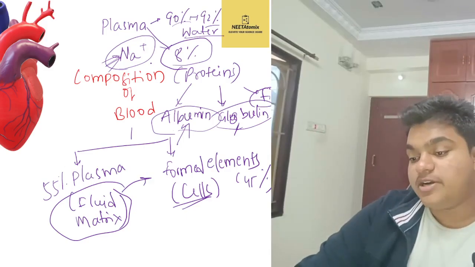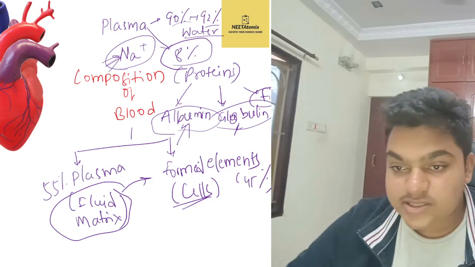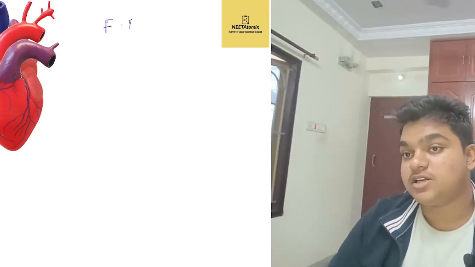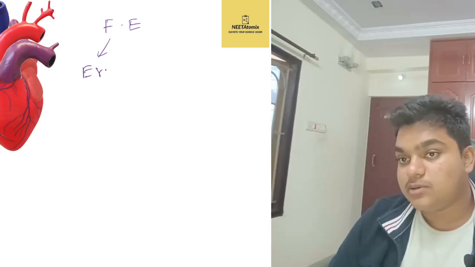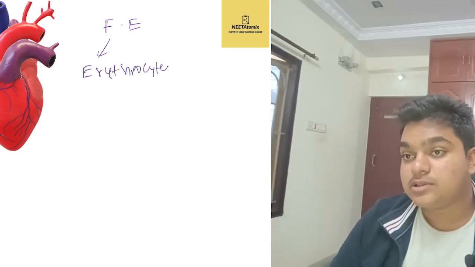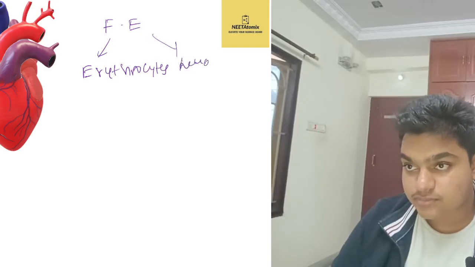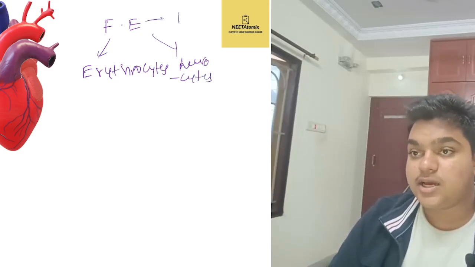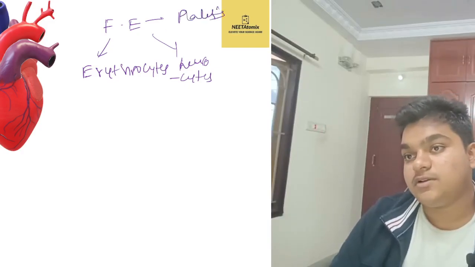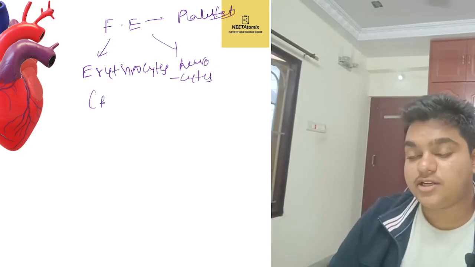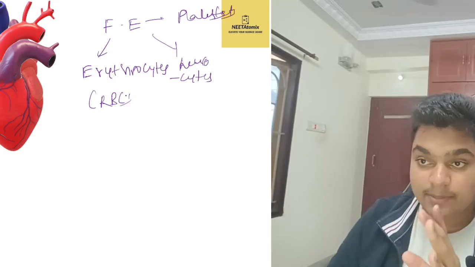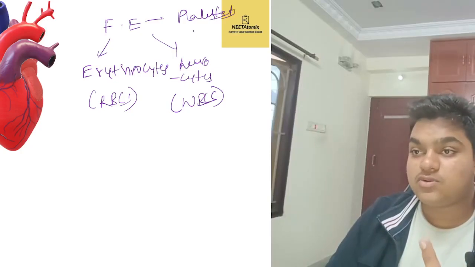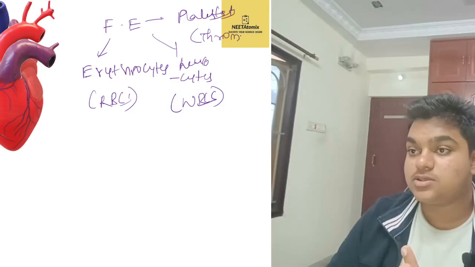Next one, formed elements. What do these formed elements contain? Let me put it in simple terms. They include erythrocytes, leukocytes, and platelets. Fine. Erythrocytes are also called RBCs. Leukocytes are also called WBCs, and platelets are also called thrombocytes.